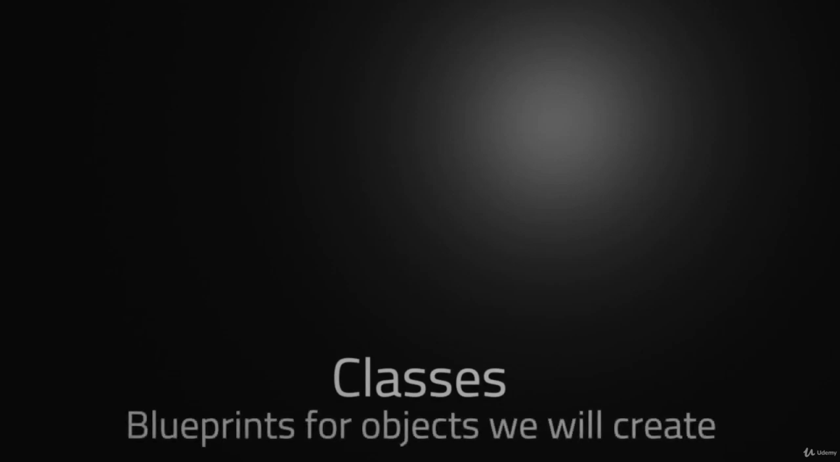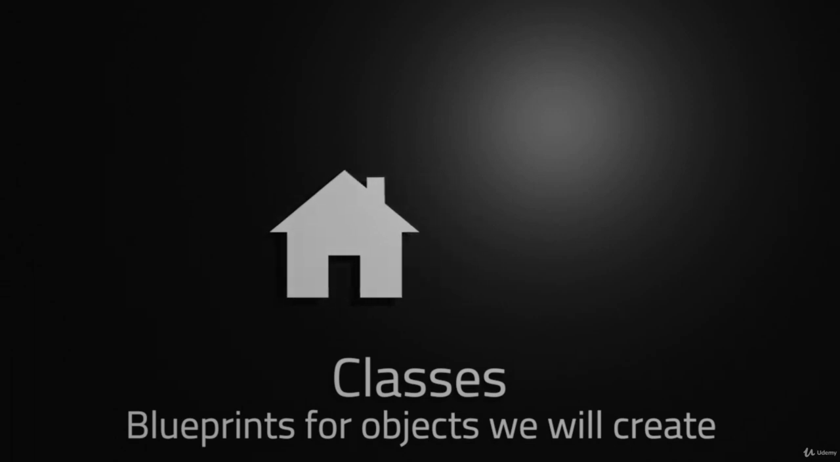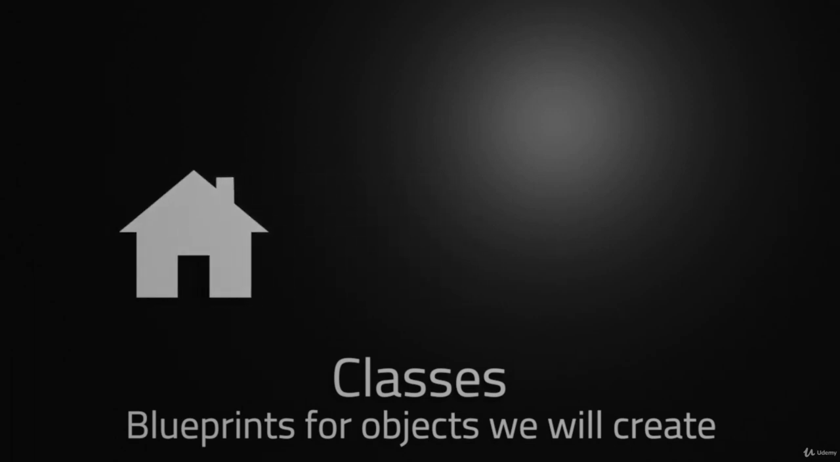Classes are simply blueprints for objects we'll create. For example, let's say we want to create houses. We simply need a blueprint on how to build them. Remember, the class, or the blueprint, is not actually the object. It's simply what we're going to use to build objects.